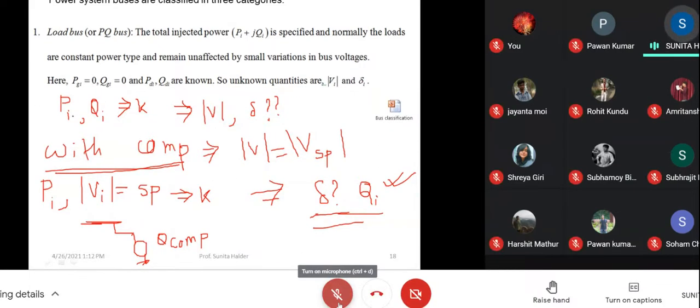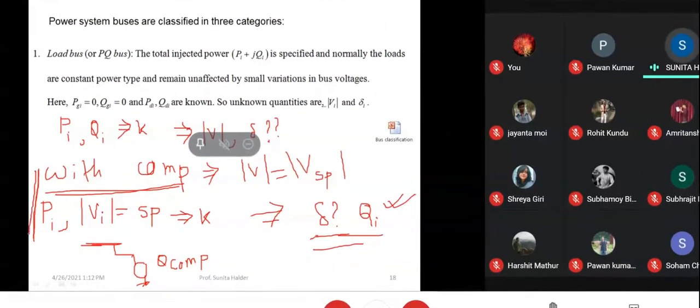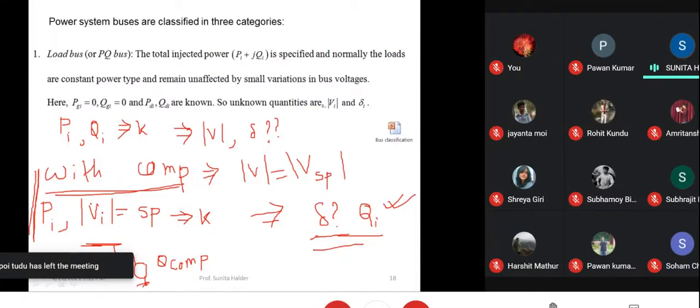This particular case with compensation is not in your syllabus. It may be required for higher study or GATE or any other thing, but not to be incorporated in load flow right now.